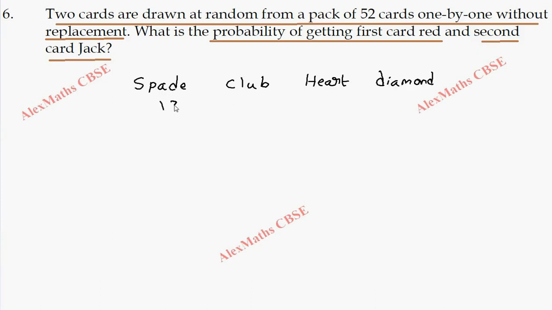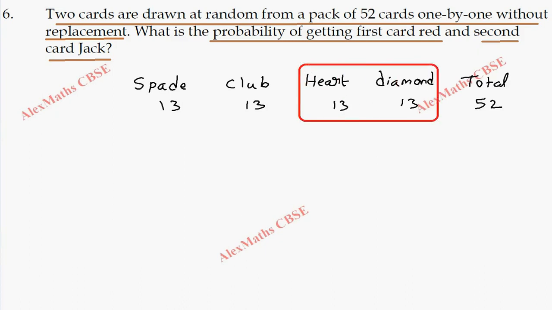So in each we have 13, 13, 13, 13. So total we get 52. In this, these two are red color, and in every suit there is a jack present. So there is a black jack as well as there is a red jack. Now as per the question, we need the probability of first card is red and second card is jack.